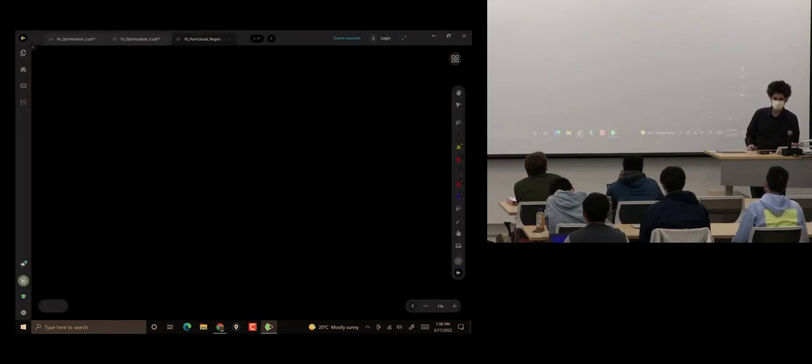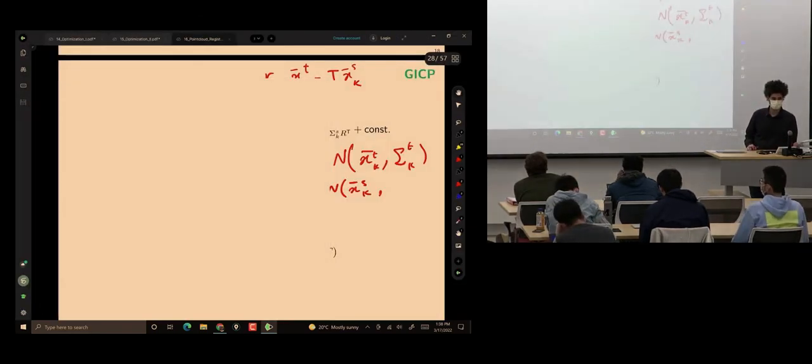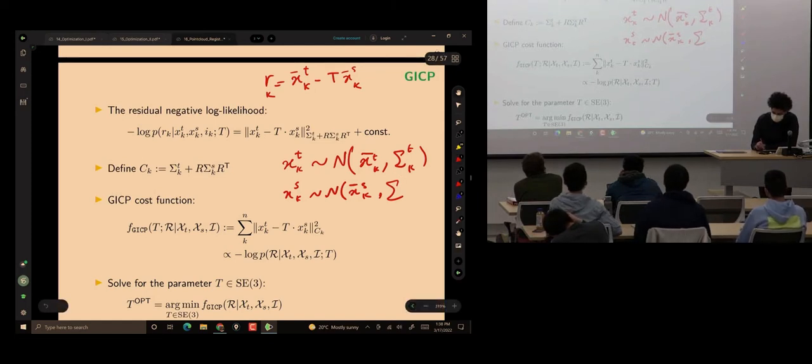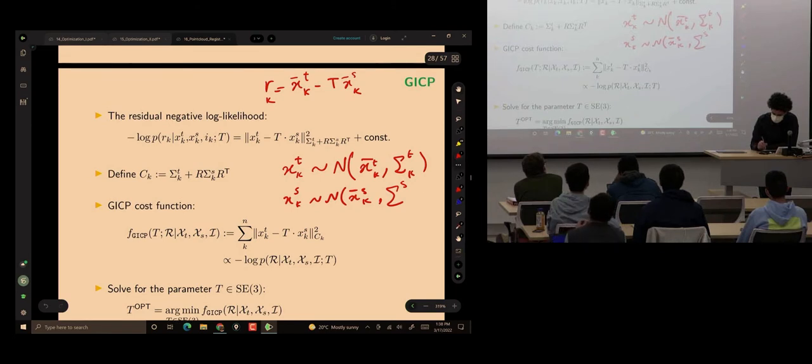So similarly, the source point cloud will have a covariance. The residual is their difference. Oh, told you. Kicks me out.